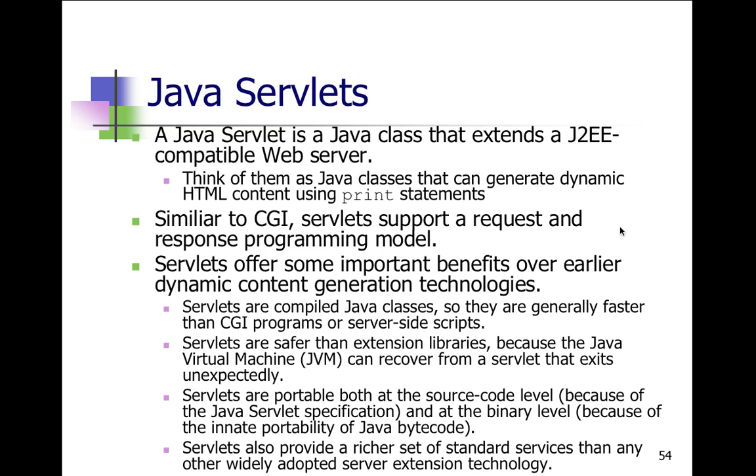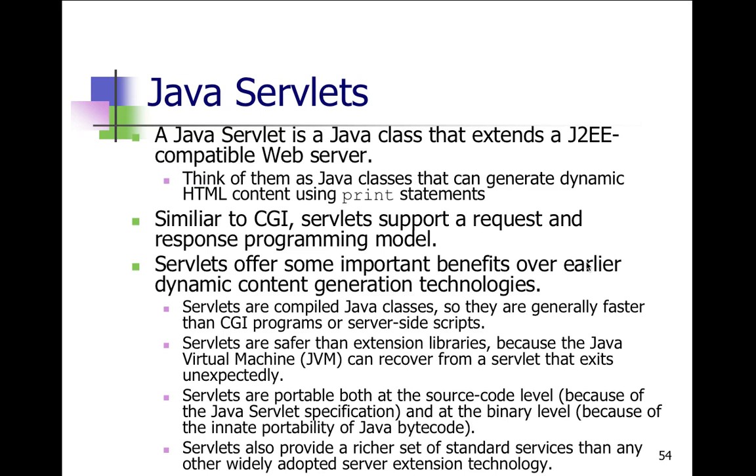So, similar to CGI, servlets support the request and response programming model. But here's where we differ a little bit. Servlets offer some important benefits over earlier dynamically generated technologies. Also, this is basically comparing servlets with CGI as a platform. Servlets are compiled Java classes, so they're generally faster than CGI programs or server-side scripts, which is interesting, because if it's a compiled program, you've got all the benefits of running a program versus a script. It runs faster because it's using the memory on the server, not the memory in a scripting engine. Scripts will generally run slower than a compiled program in comparison.